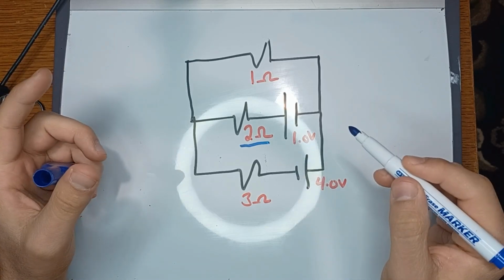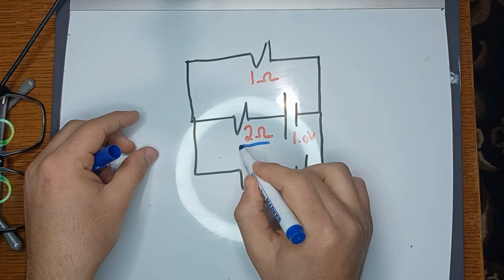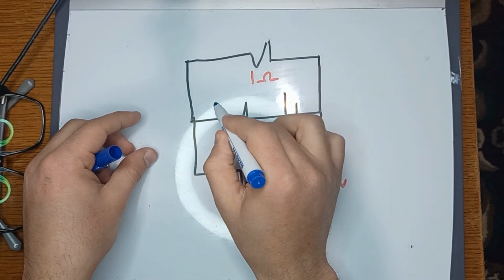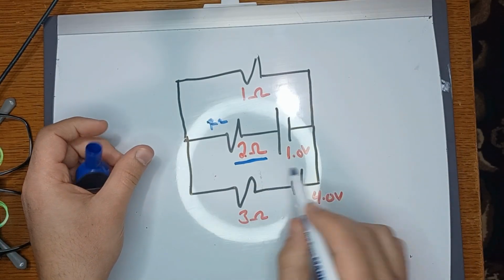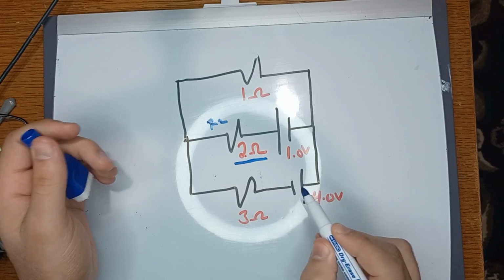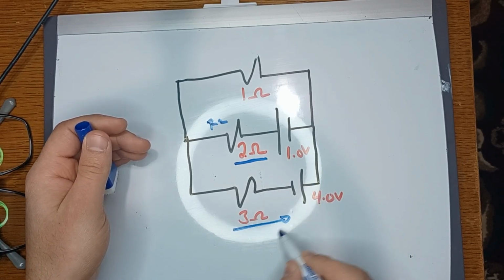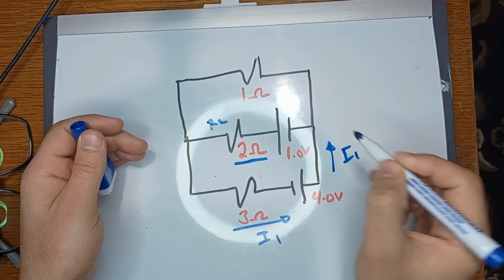So we have this circuit, and we're trying to find the current at this resistor. Let's call it resistor 2. And so we have to figure out the directions of the circuit first. The circuit would go this way. This would be I1, the same direction, I1.